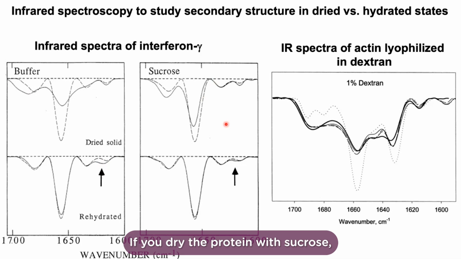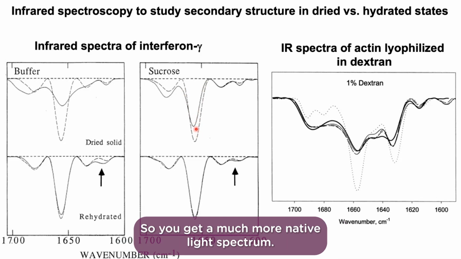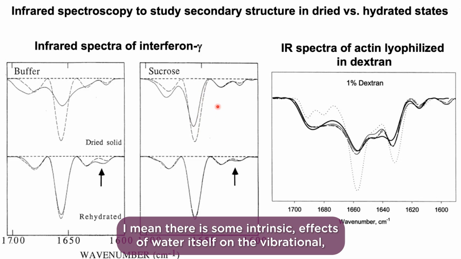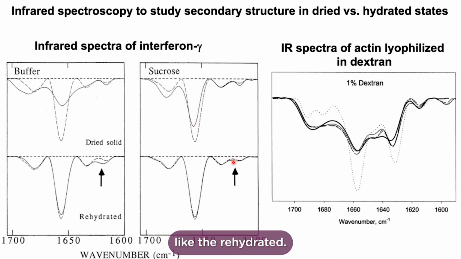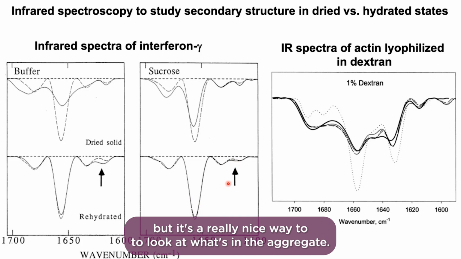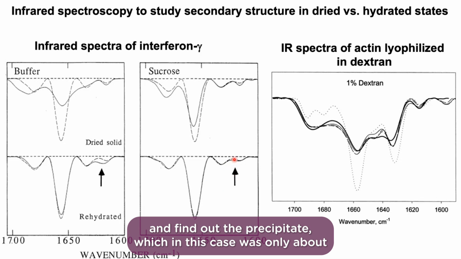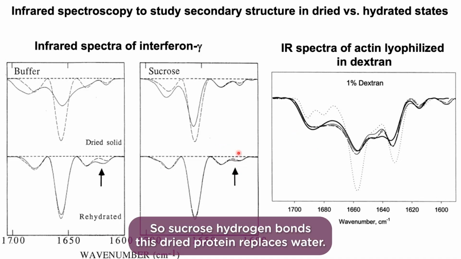If you dry the protein with sucrose, the solid line is for the protein in the dried state in the presence of sucrose. You get a much more native-like spectrum. It'll never be perfect. I mean, there are some intrinsic effects of water itself on the vibrational spectrum of a protein, but you can see it's much more native-like. You rehydrate it, it has a tiny amount of aggregate. By the way, IR is not a sensitive way to detect aggregation, but it's a really nice way to look at what's in the aggregate. You can spin these precipitates down and do structural studies and find out the precipitate, which in this case was only about 5%, is mostly intermolecular beta sheet. So sucrose hydrogen bonds to the dried protein, replaces water.